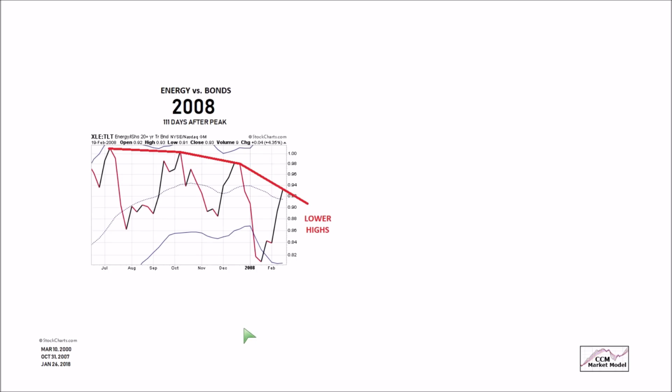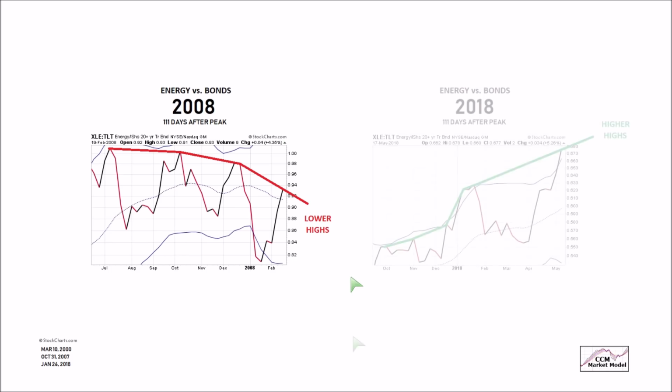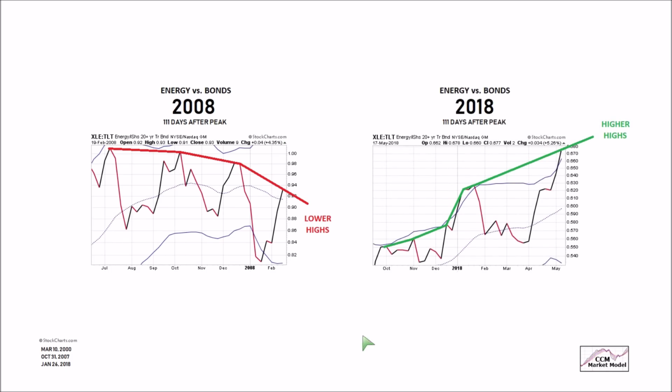Similar situation here. Energy, XLE, relative to TLT or long-term treasury bonds in the ETF world. We have lower highs and lower lows. How does the exact same chart look 111 days after the peak in the present day? The answer is quite a bit better. Instead of lower highs, we have higher highs, including a new high being made in the month of May in 2018.